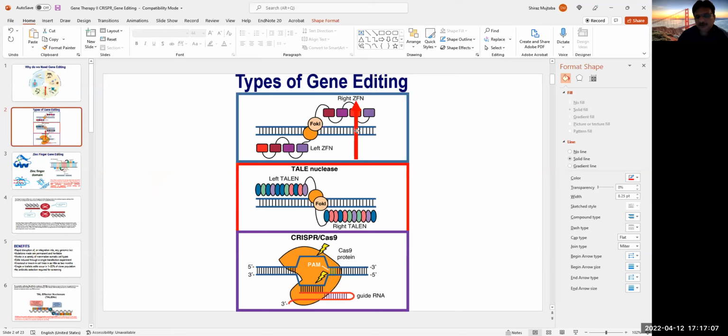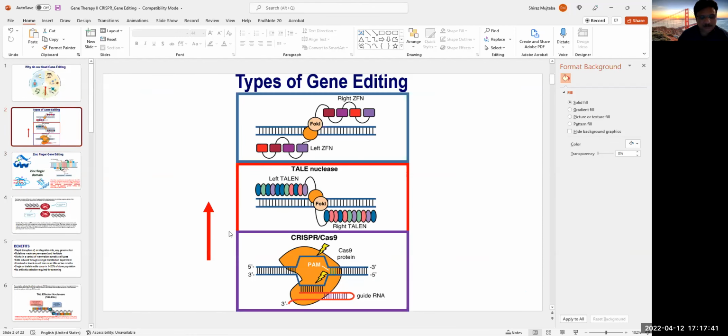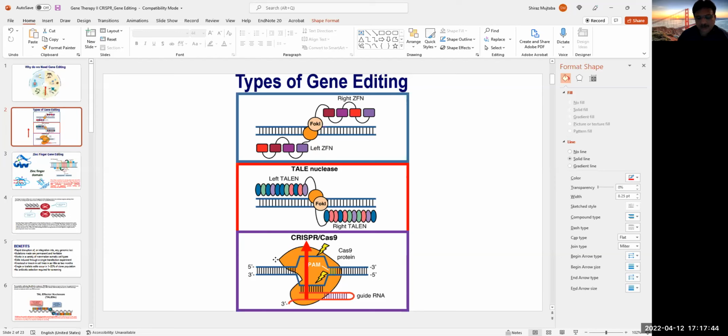The first is ZFN, zinc finger nucleases. Right? I'll come to what zinc finger nucleases are, but they can go and bind to a specific sequence in the DNA, and they can try to break or edit the DNA. The second is TALEN, transcription activator-like effector nuclease. This also can bind to a specific sequence of the DNA, and they can bring some change. The third and the most effective in today's day is the CRISPR-Cas9 system, right?